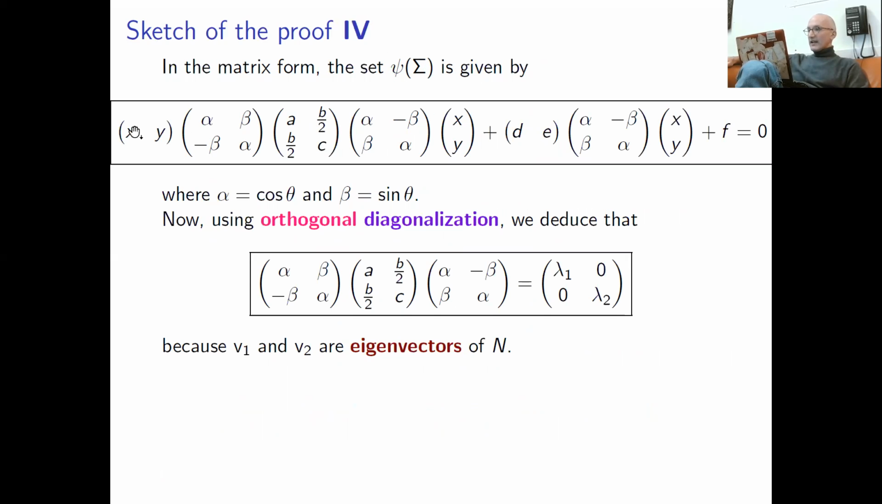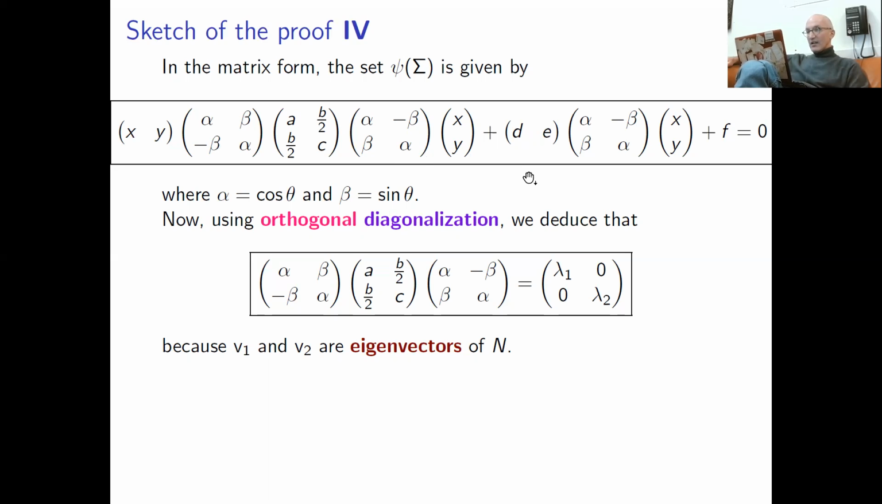Okay. Look, I had the equation xy times this matrix times xy plus de times xy plus f equal to 0. Now I replace everywhere the vector xy by the vector xy times my matrix of rotation. So I replace it here. Before I had xy here, now I have xy times this matrix. Then I had xy here, now I have xy times this matrix. And this is just the transpose of this. So this vector is just the transpose of this vector.